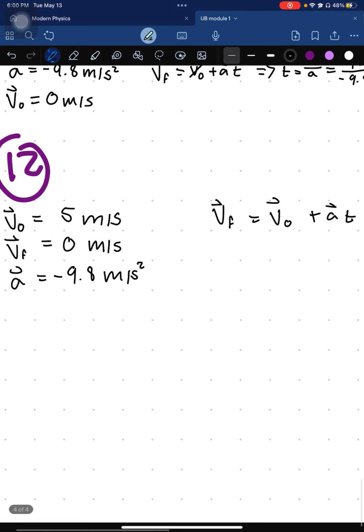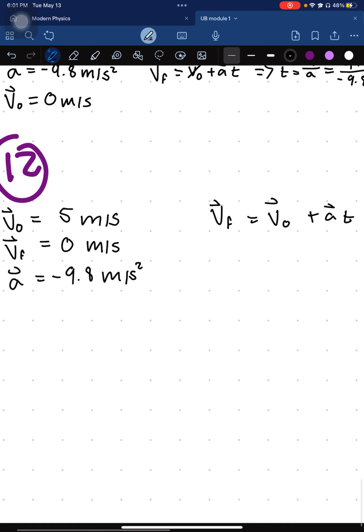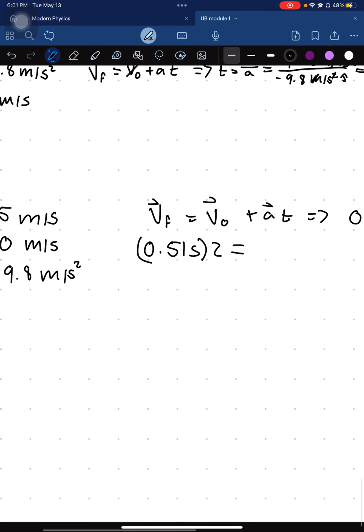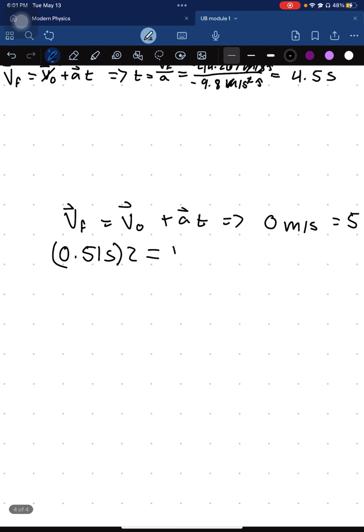Okay, now that we have that, I'm going to do both legs of the journey. That is for it to reach the top, and for it to come back down. We're going to do 0.51 seconds times 2, which is 1.025 seconds for the entire journey.